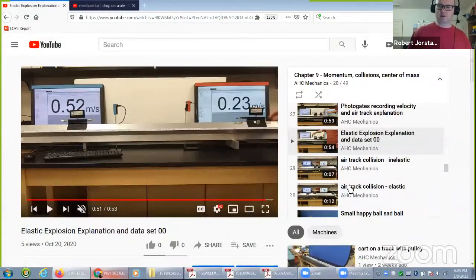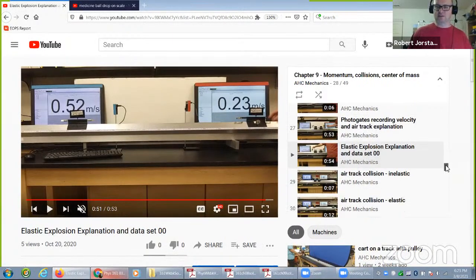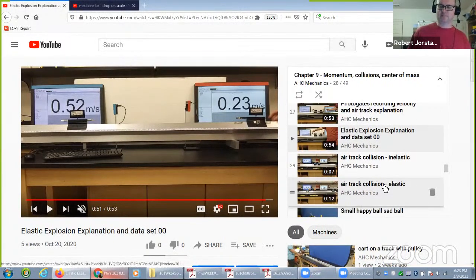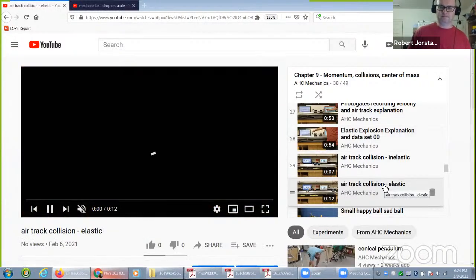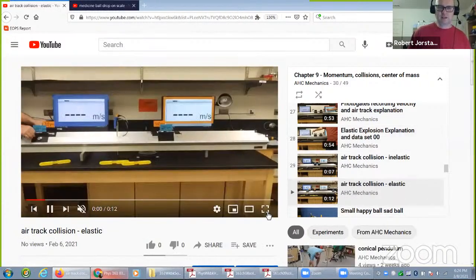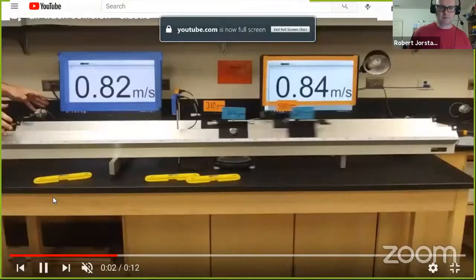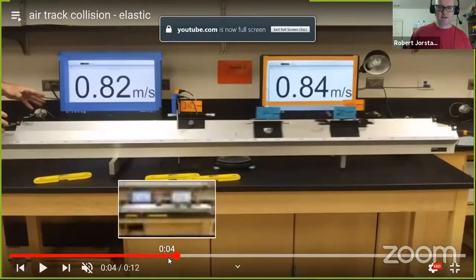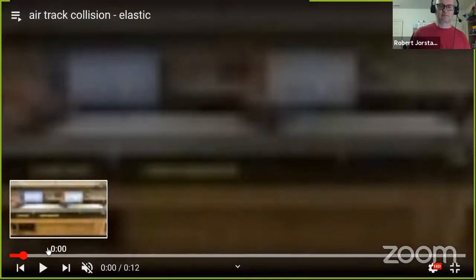Again, I'm going to explain what all these terms mean. Here is, actually, let's show, here's an elastic collision. So this one's a little bit different. In this case, whoops, let's run that again. So this is quite mesmerizing when you see it. Give me just a sec.